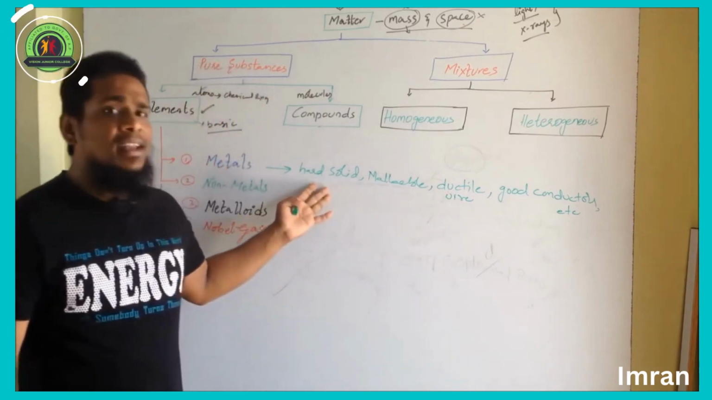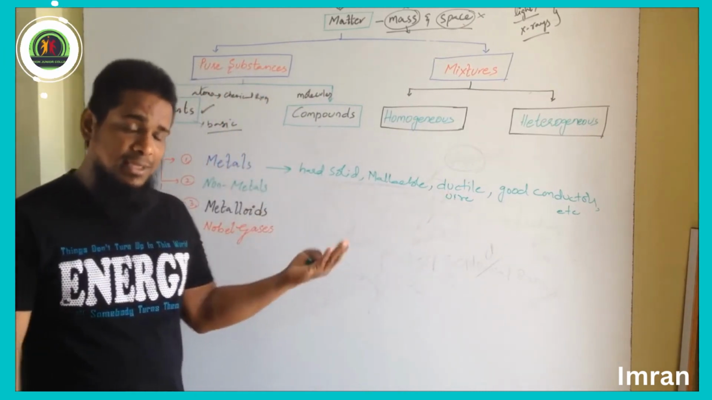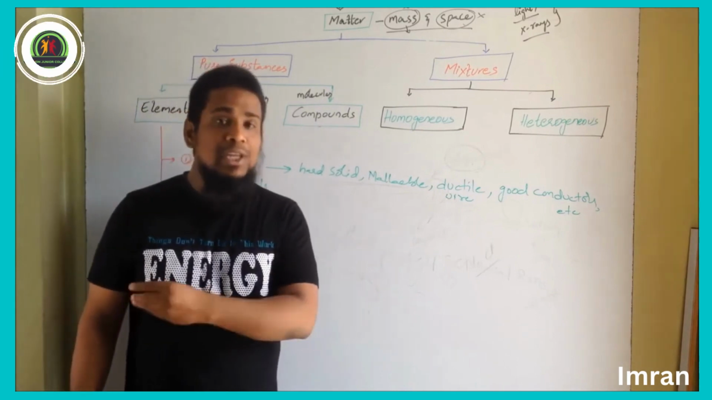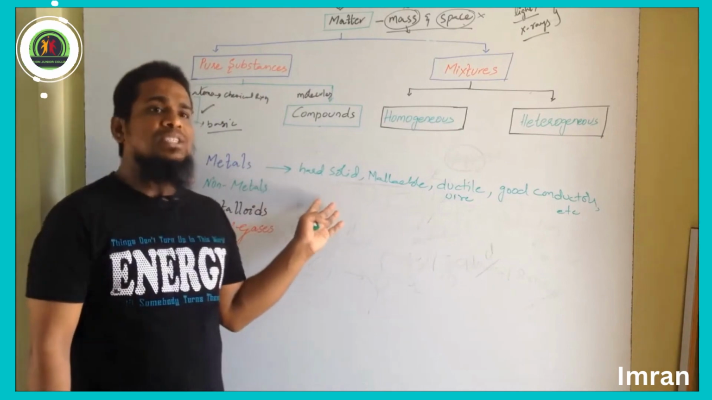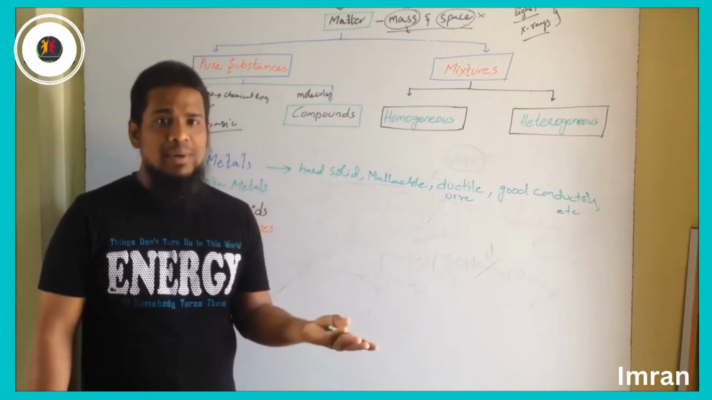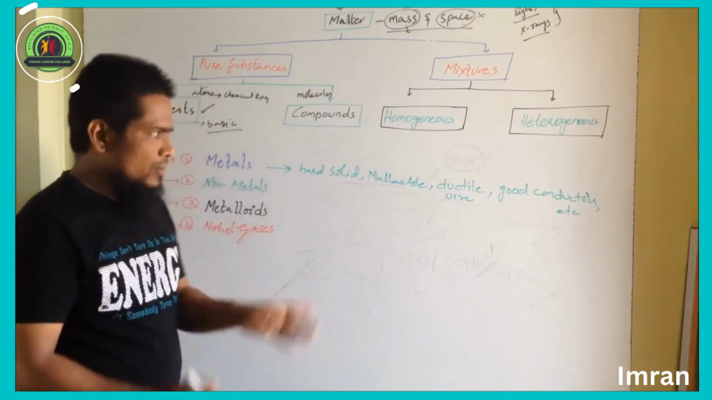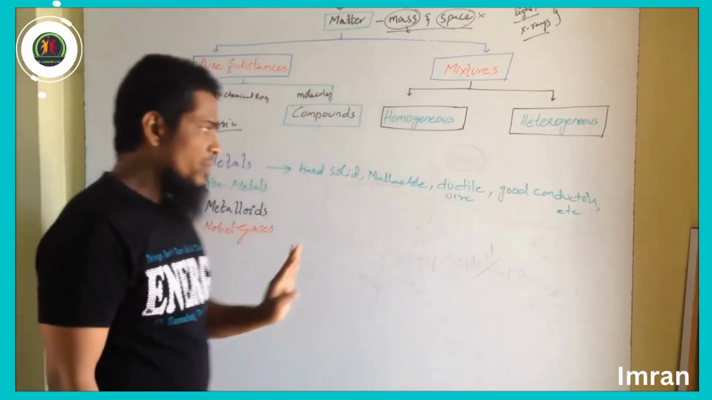We said metals are generally hard solids. We have an exception here, that is mercury. Mercury is the only liquid metal, and we also have sodium and potassium. They are soft metals. You can cut them even with a knife. So exceptions are there. I don't want to go deeper into that.